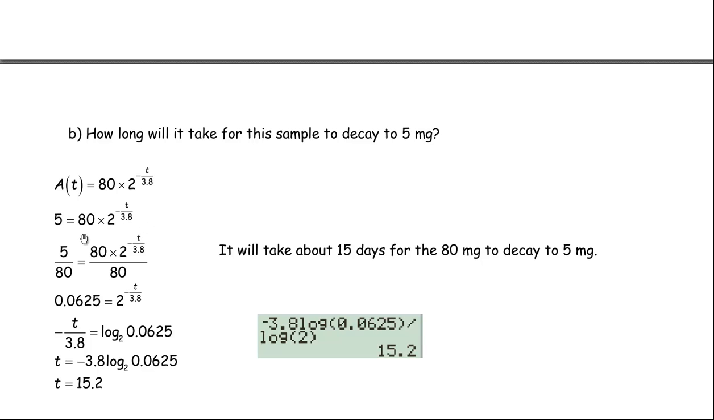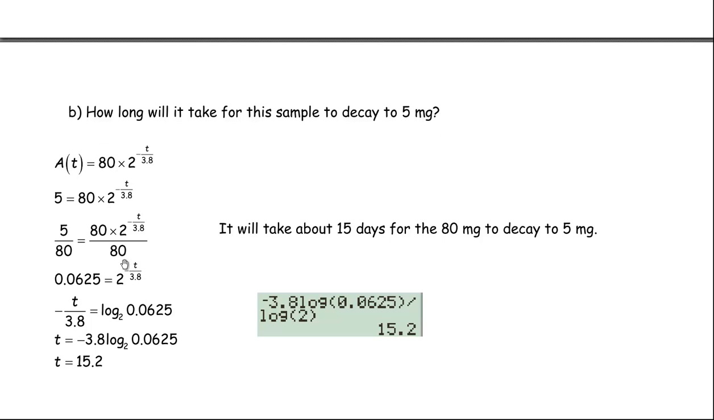And so I would divide by the 80 first. Again, I want to solve for time, so I want to get the t alone. And so the 80s divide out, so you have 2 to the negative t over 3.8 would equal 5 divided by 80, which is 0.0625. Because my unknown, my t, is in the exponent, I'm going to use a log. And so the negative t over 3.8 would equal the log of this base 2. I'm just converting from exponential form to log form.